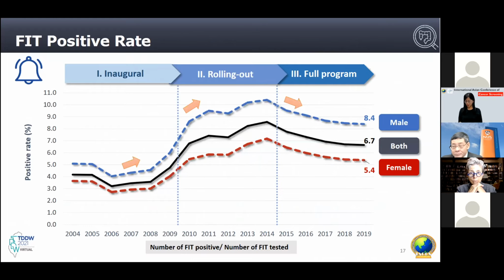The positive rate of men has been significantly higher than that of women. In general, the positive rate increased from 2006, and then showed a downward trend after 2014. Now the positive rate is 6.7%.